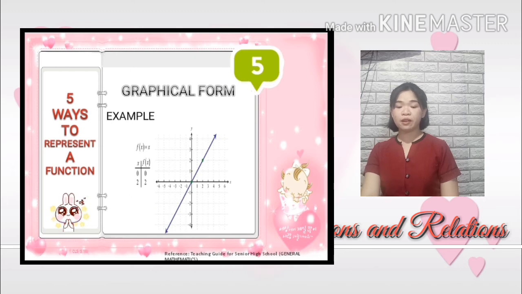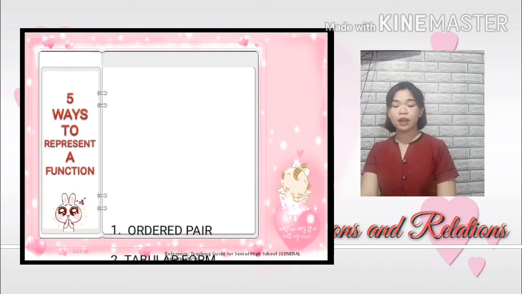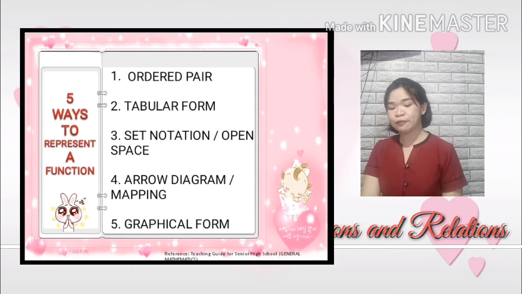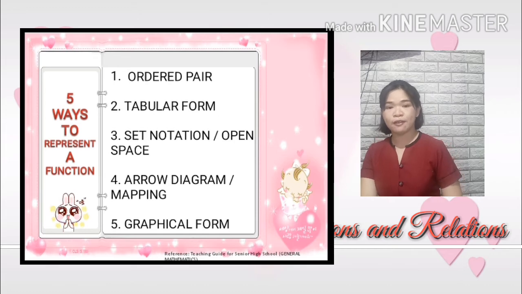Number 1, ordered pair. 2, tabular form. 3, set notation or open space. 4, arrow diagram or mapping. Under that is one-to-one correspondence, many-to-one correspondence, and one-to-many correspondence. And then the 5th one is graphical form.